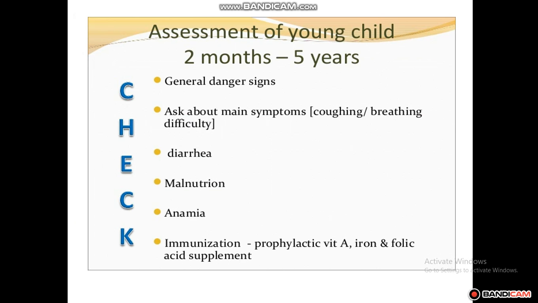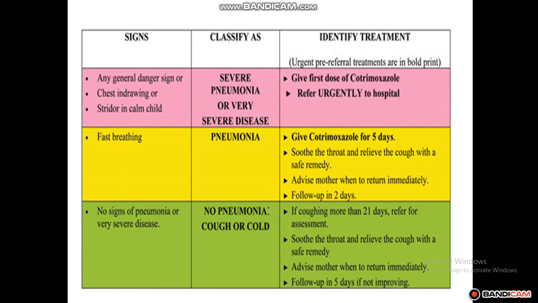Next comes assessment of the young child, 2 months to 5 years of age. These are the things to be assessed: general danger signs, cough, breathing difficulty, diarrhea, malnutrition, anemia, immunization, mainly vitamin A, iron and folic acid supplementation. If there is any respiratory issue, 2 months to 5 years is a peak period in which the child may land up with frequent respiratory infection. These respiratory infections sometimes can lead to pneumonia and other severe diseases.